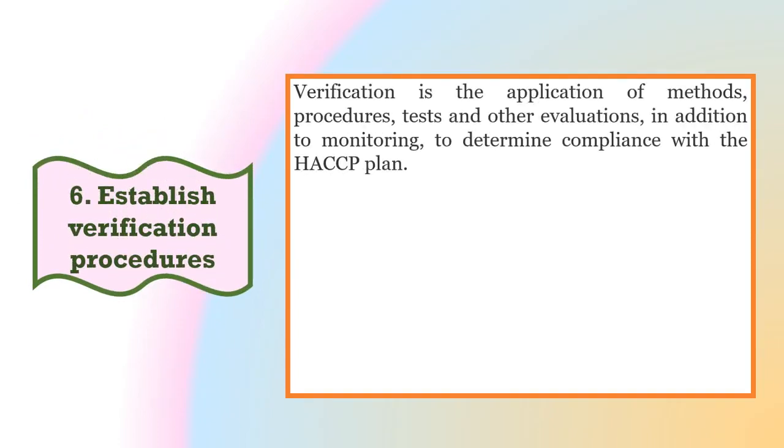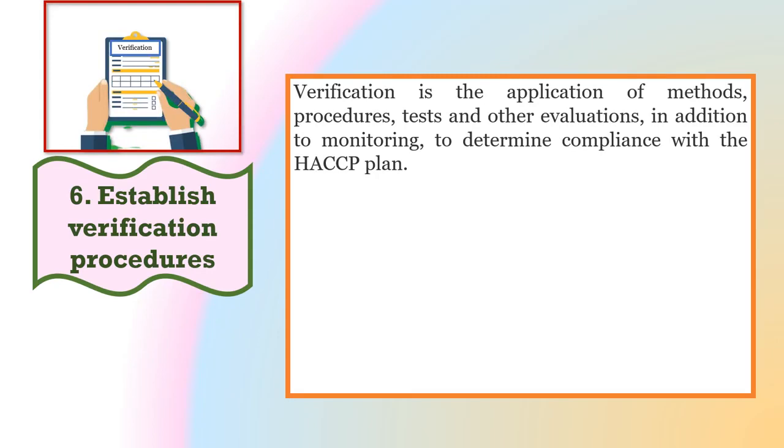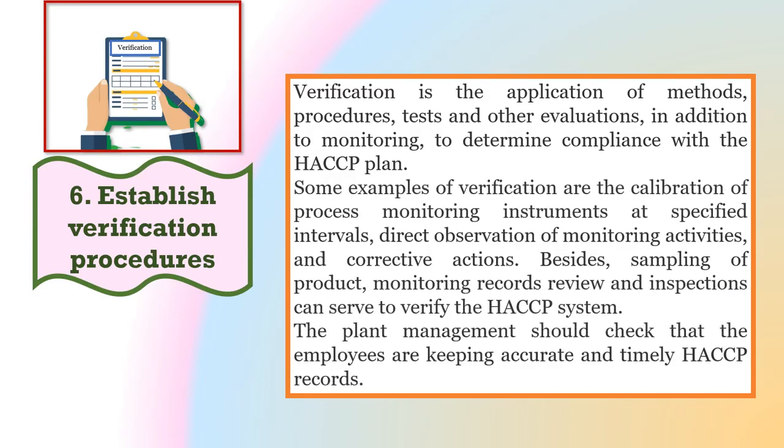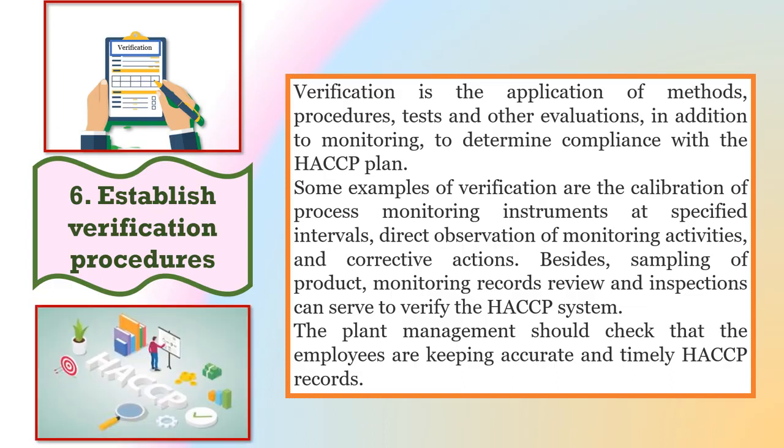The sixth principle is to establish verification procedures. Verification means cross-checking. It is the application of methods, procedures, tests, or other evaluations, in addition to monitoring, to determine compliance with the HACCP plan. Some examples of verification are the calibration of process monitoring instruments at specified intervals, etc. Plant management should check that employees are keeping accurate and timely HACCP records.